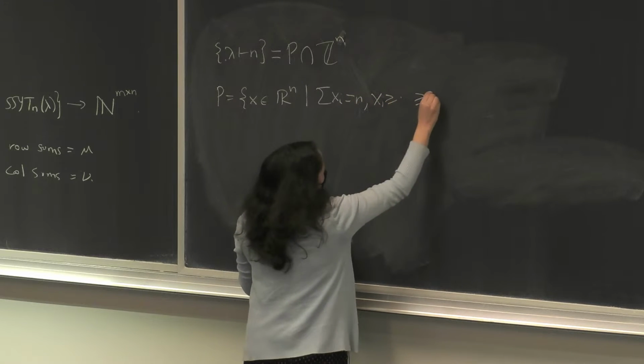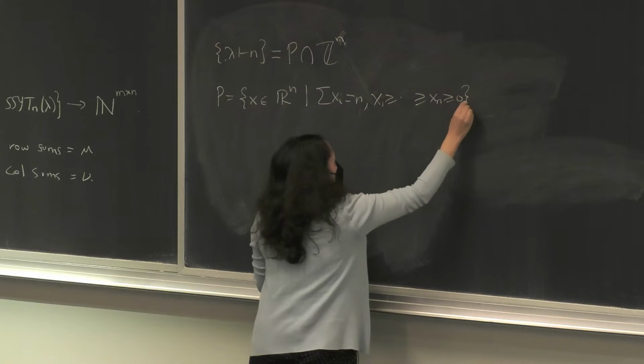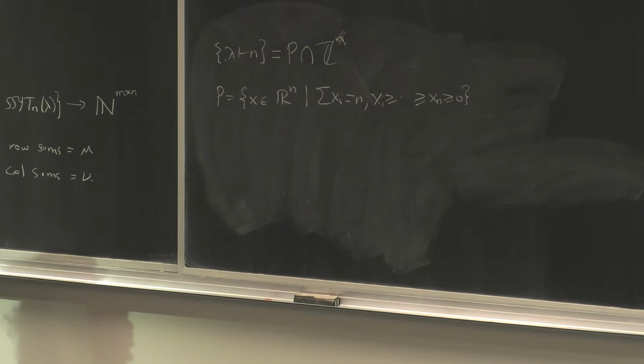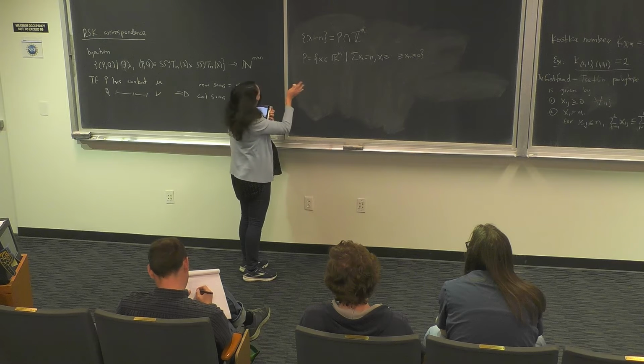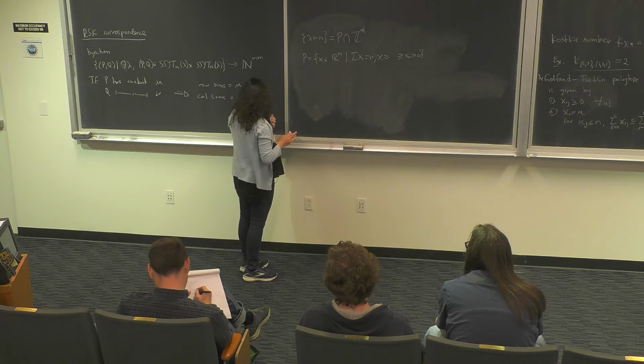Okay, so this is nothing. Yeah, of course, I just wrote down the conditions to be a partition. Okay, so here, this is our first polytope that we have.